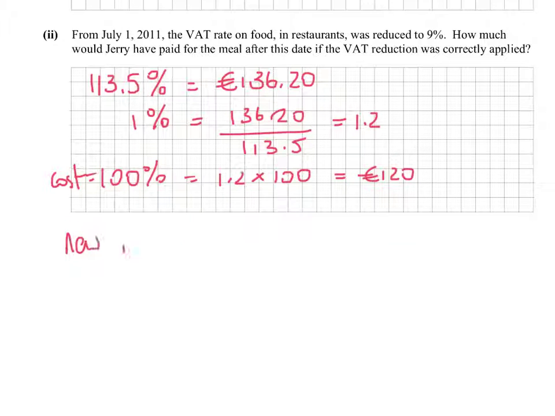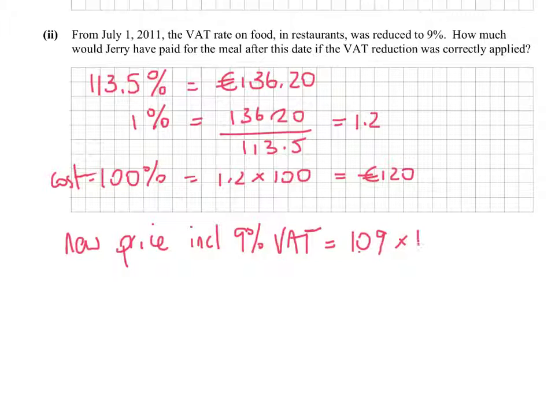So the new price, which includes 9% VAT, well, we want 109%. So if we do 1.09 of 120, we will get our new price.